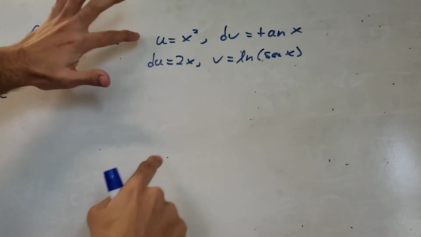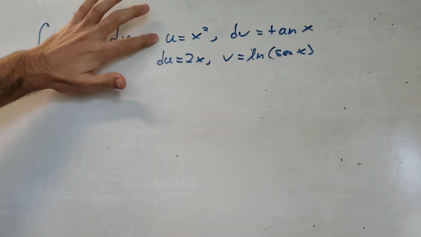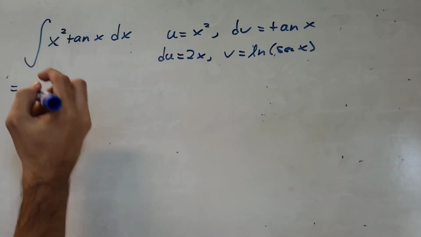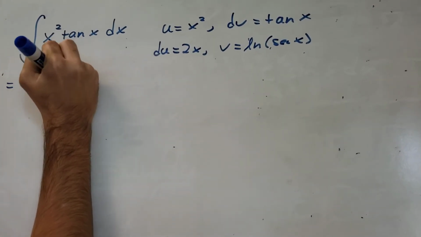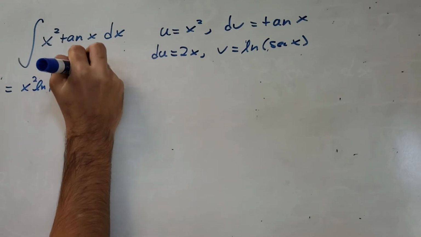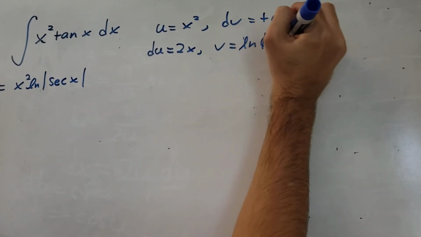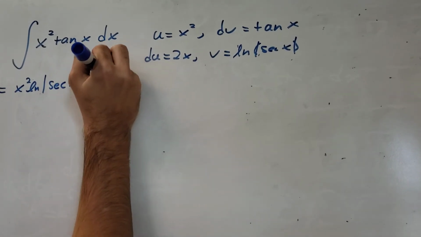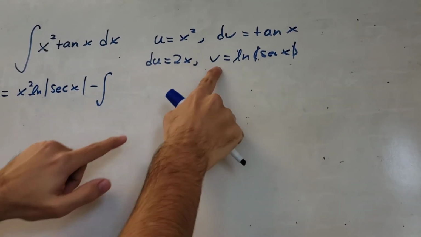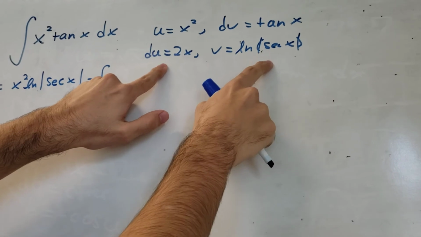The formula says we have to multiply the u times the v, so that's going to be x squared times the natural log of secant x. And actually, I forgot to mention, you have to put the absolute value signs when you do this. So just make sure you put that. And it's minus the integral of v du, so we're going to multiply this guy by 2x.